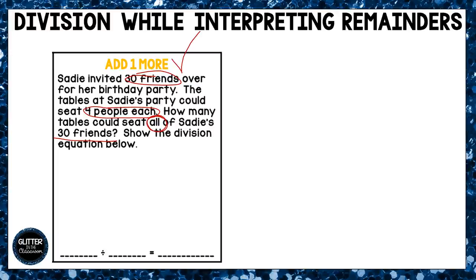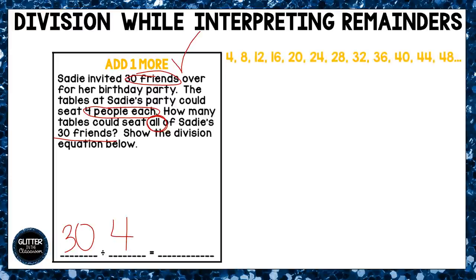So I know I'm going to be dividing 30 of her friends. I know that 4 people could sit at each table. Now let's think about the 4s. Here is your 4s skip counting. Do you see the number 30? No, you don't. So you know there's going to be a remainder. The question is, what do I do with the remainder?